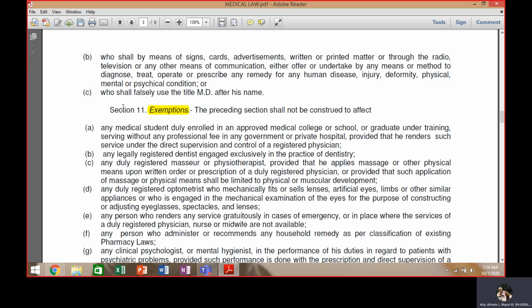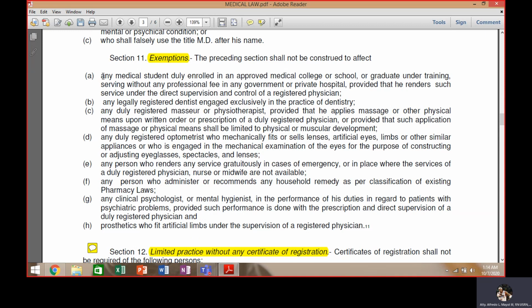Section 11, exemption. The preceding section shall not be construed to affect A, any medical student duly enrolled in an approved medical college or school, or graduate under training, serving without any professional fee in any government or private hospital, provided that he renders such service under the direct supervision and control of a registered physician. Okay? So during trainings, it is not considered a practice of medicine because the medical student is still learning.